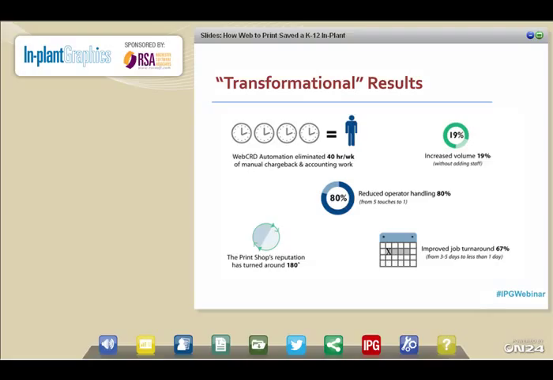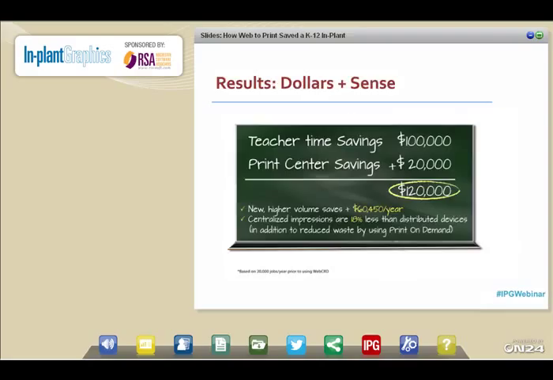With the accounting side of things, we eliminated all of the end-of-the-month hand manual chargeback and accounting. Literally takes me about 2 minutes to run a report for the business office at the end of every month. So the cost savings, we save teacher time, which we estimated to be about $100,000 annually. We give back the teachers' planning time in the classroom. They no longer need to stand at copiers and make those hard copies anymore. In the print center, we reduced touches and added about another $20,000 of labor savings, roughly.